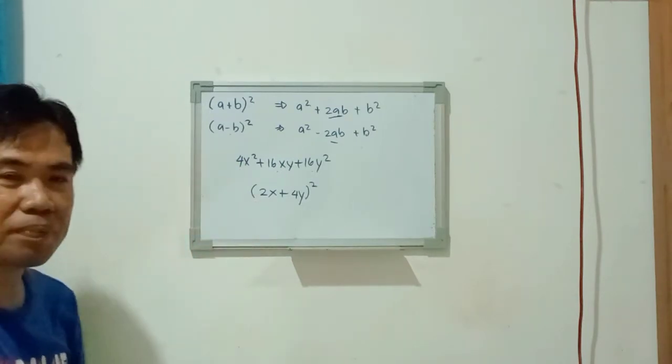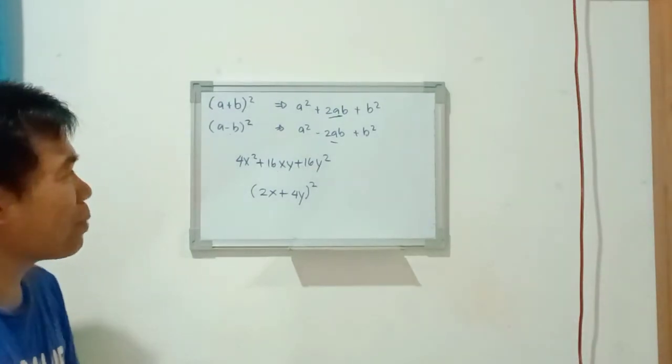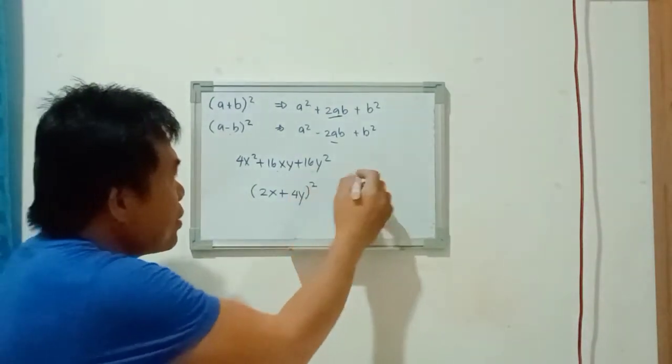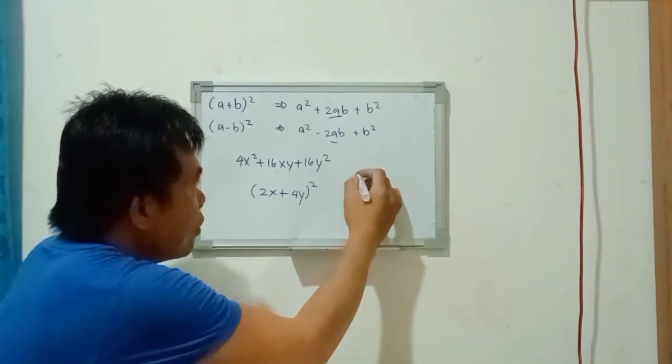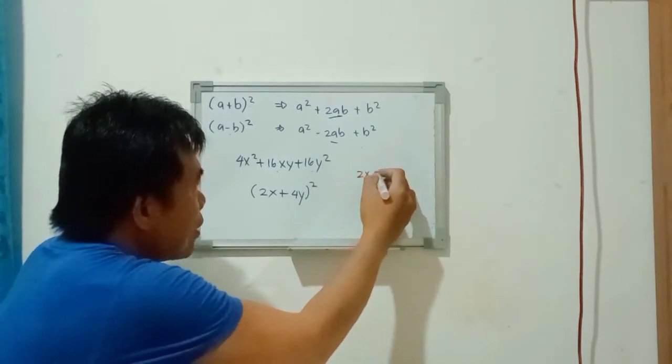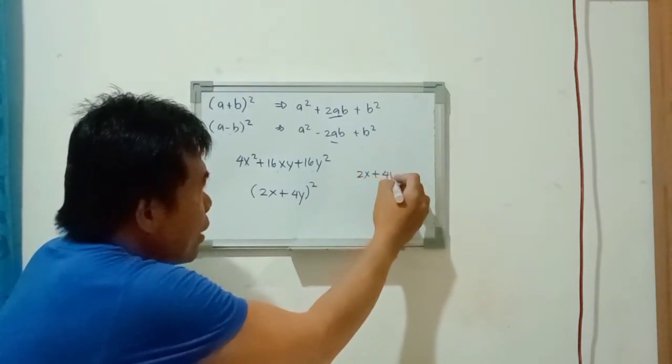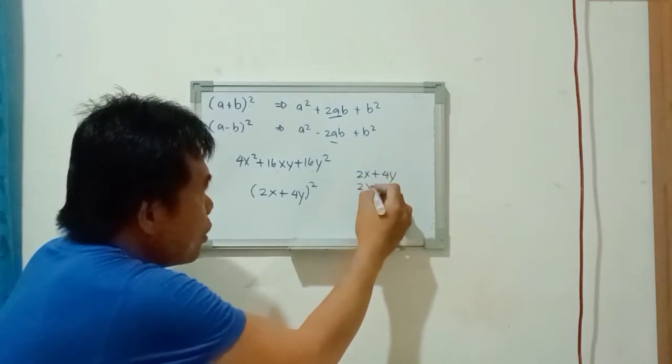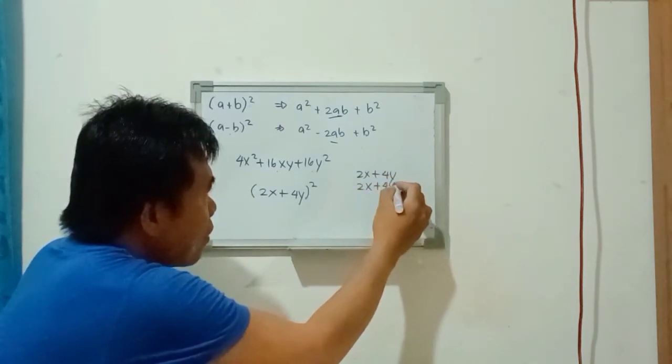So how do we check if our answer is correct? We multiply this factored form by itself: 2x plus 4y multiplied by 2x plus 4y.